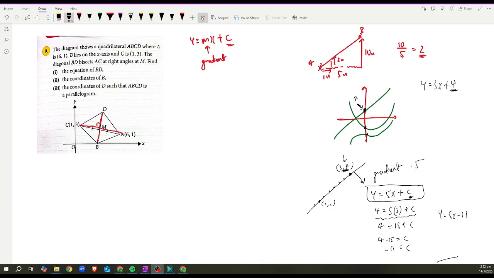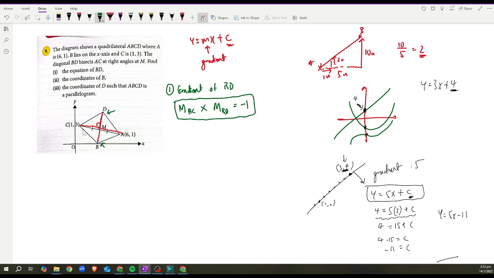So with that in mind, we can try to figure out how to find the equation of BD. First, let's try to find the gradient of BD. We don't have enough information to find the gradient of BD directly, because we don't have a single coordinate. But we do know that BD is perpendicular to AC. So how are perpendicular gradients related? If we know the gradient of AC, we will be able to find the gradient of BD because the product of their gradients must be -1. This is an important rule that you need to know. Perpendicular gradients, when multiplied together, will give you -1.